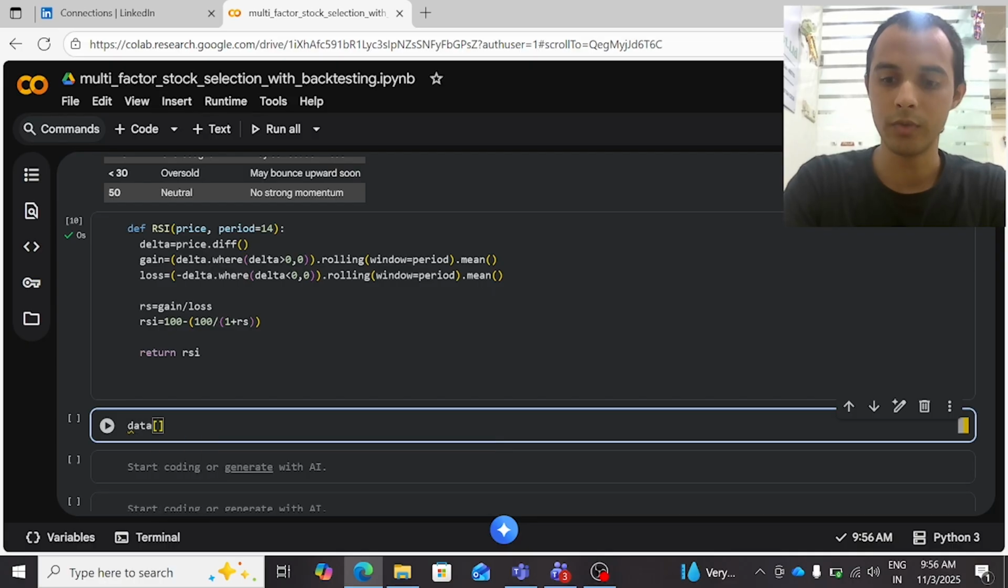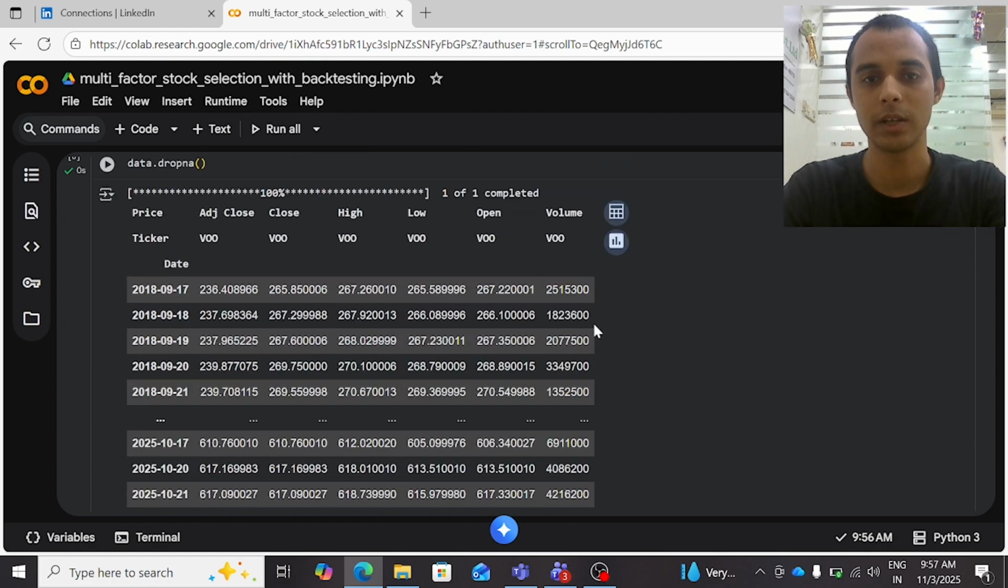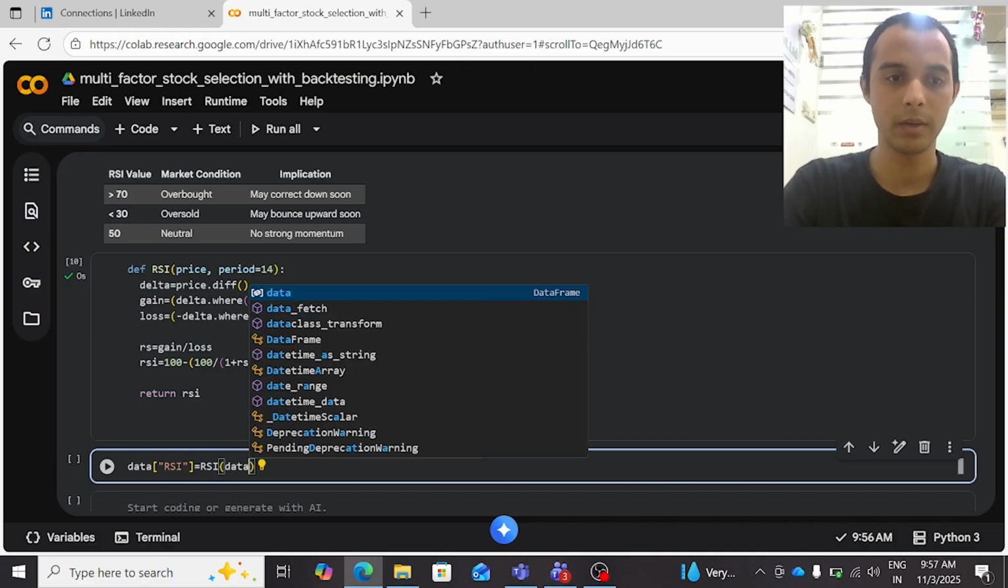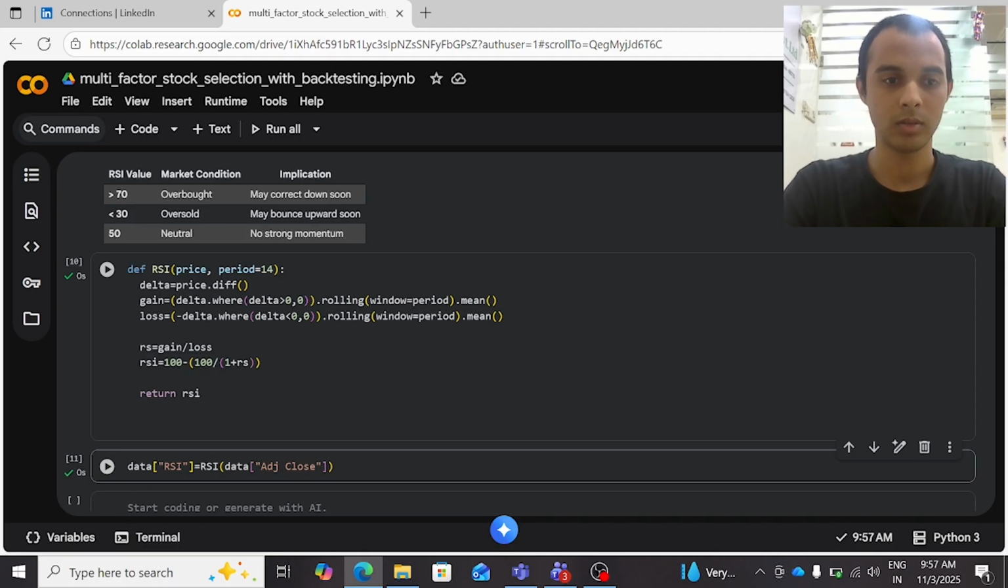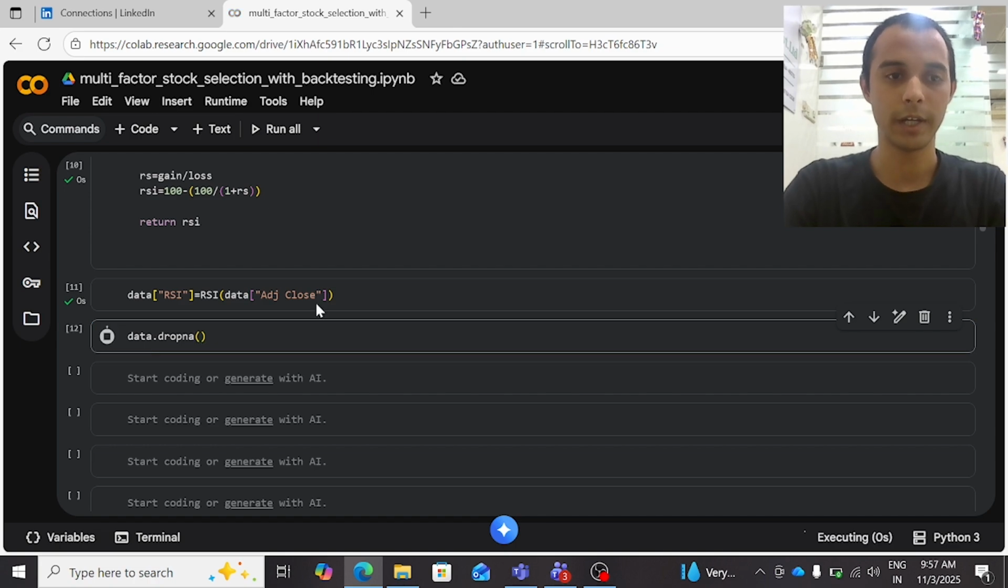So now we will put our values, the RSI value, in our original data. There is no RSI column, so we will just input it: data RSI equals, then we will call our function RSI and give the price. Price is nothing but adjusted close, Adj Close. This is it. It ran. Now we will do data dot dropna. Now we will try to print it.